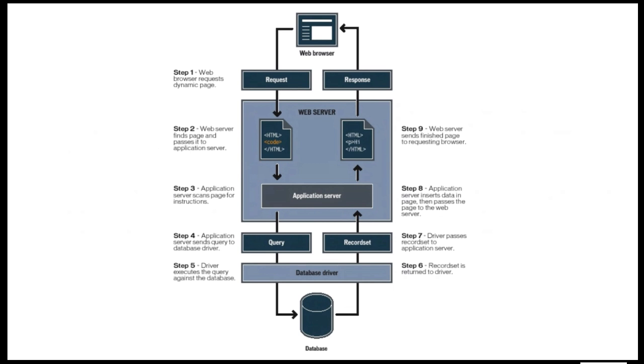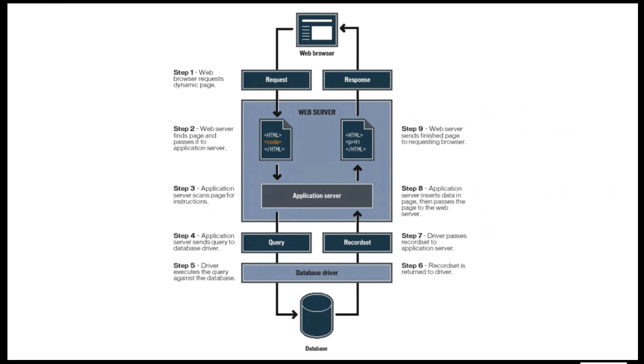The database then, in step 6, creates that collection of results. It's called a record set. It's a set of all the records in the database that match the query. And it returns it to the driver. The driver sends it back up in step 7 to the application server.